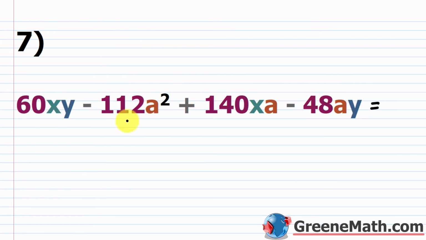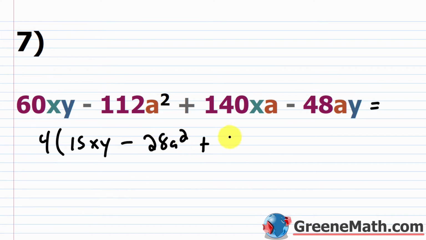And if I look at all the numbers, again, if the final 2 digits of the number form a number that's divisible by 4, it's divisible by 4. So 12 is divisible by 4, so is 40, and so is 48. So everything would also be divisible by 4. Let's go ahead and pull that out. That would give me 15xy minus 28a squared plus 35xa, and lastly minus 12ay. Okay, let's close that down.